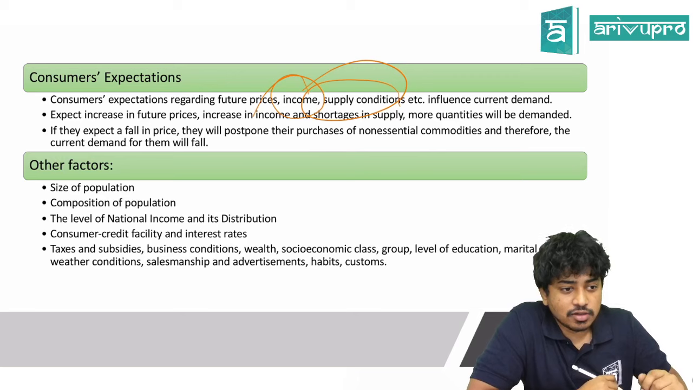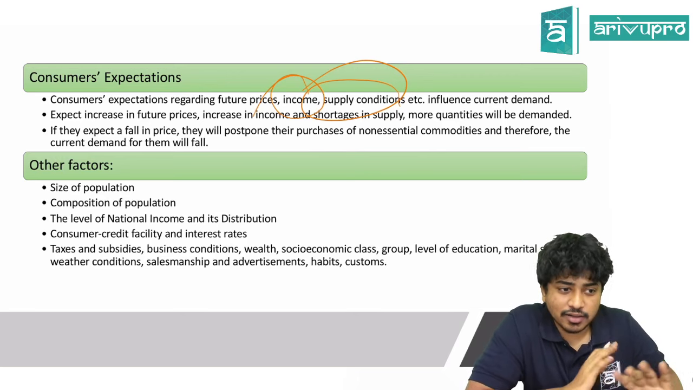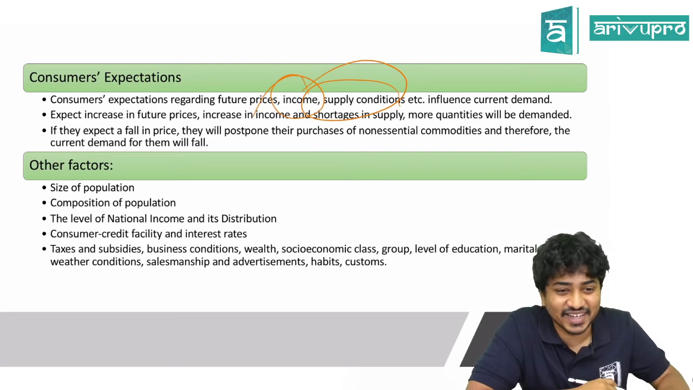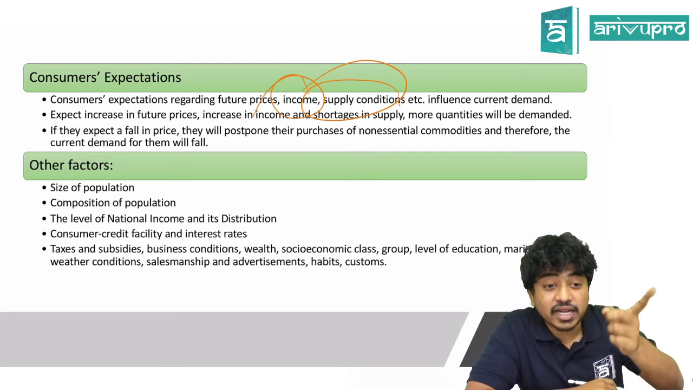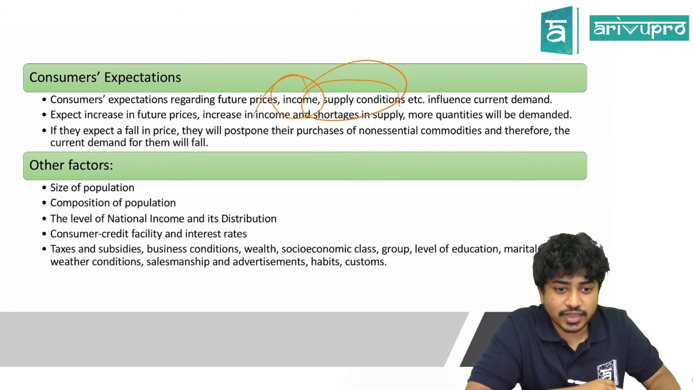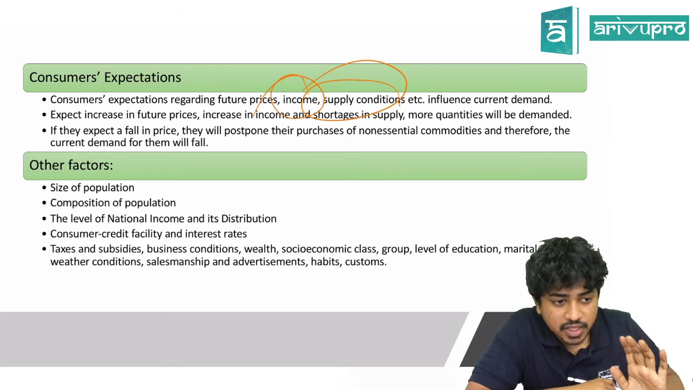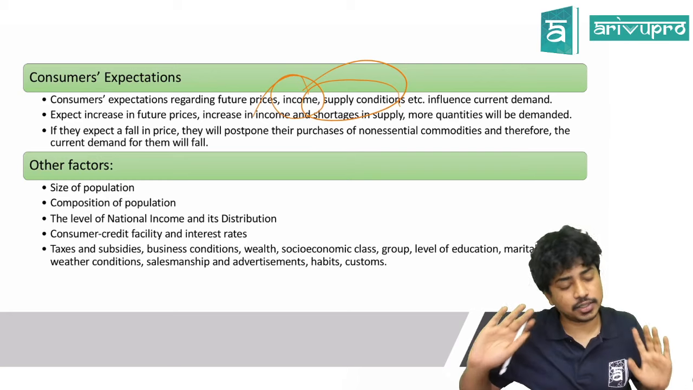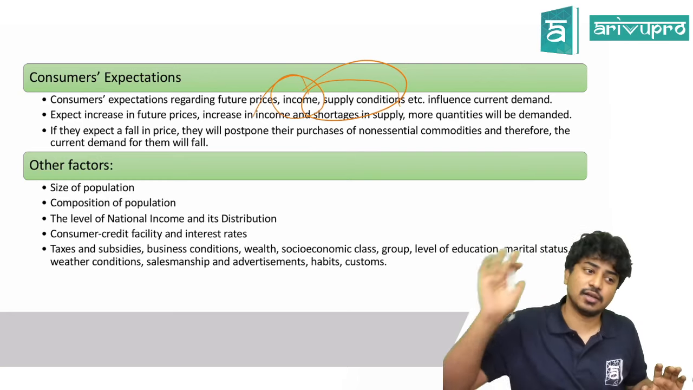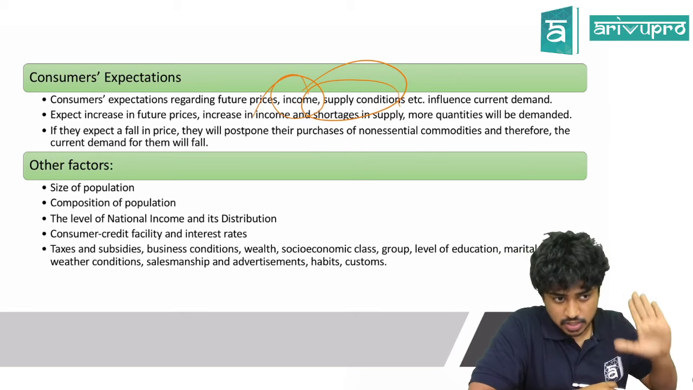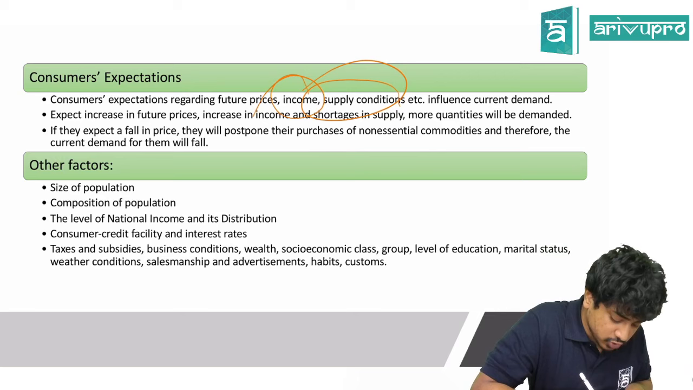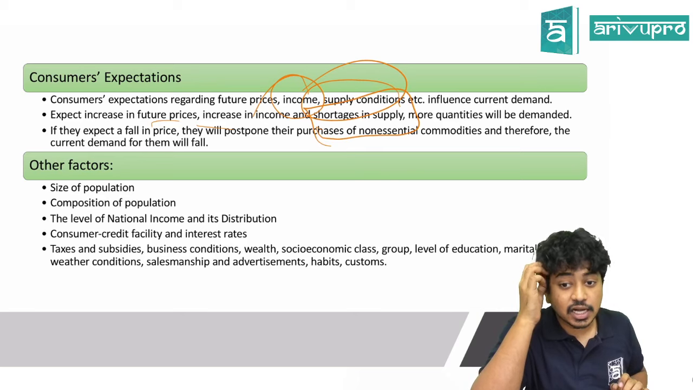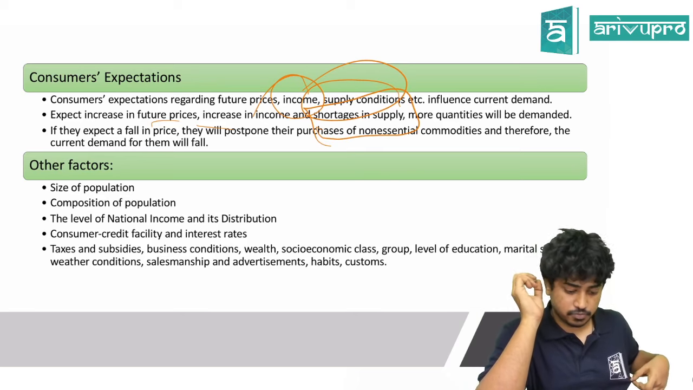Or supply condition. This all happened with us, no? Modi ji came and announced lockdown. What did you do? Forget social distancing, you thought the shop is important, go and buy. Immediately, supply condition: you thought supply would not be there. So you went to the store and started buying. Demand for the product increased. Then when you realized supply would be there for everyone, demand came down. If we expect future prices to increase, income to increase, or a shortage in supply, demand will increase. Are we clear here?